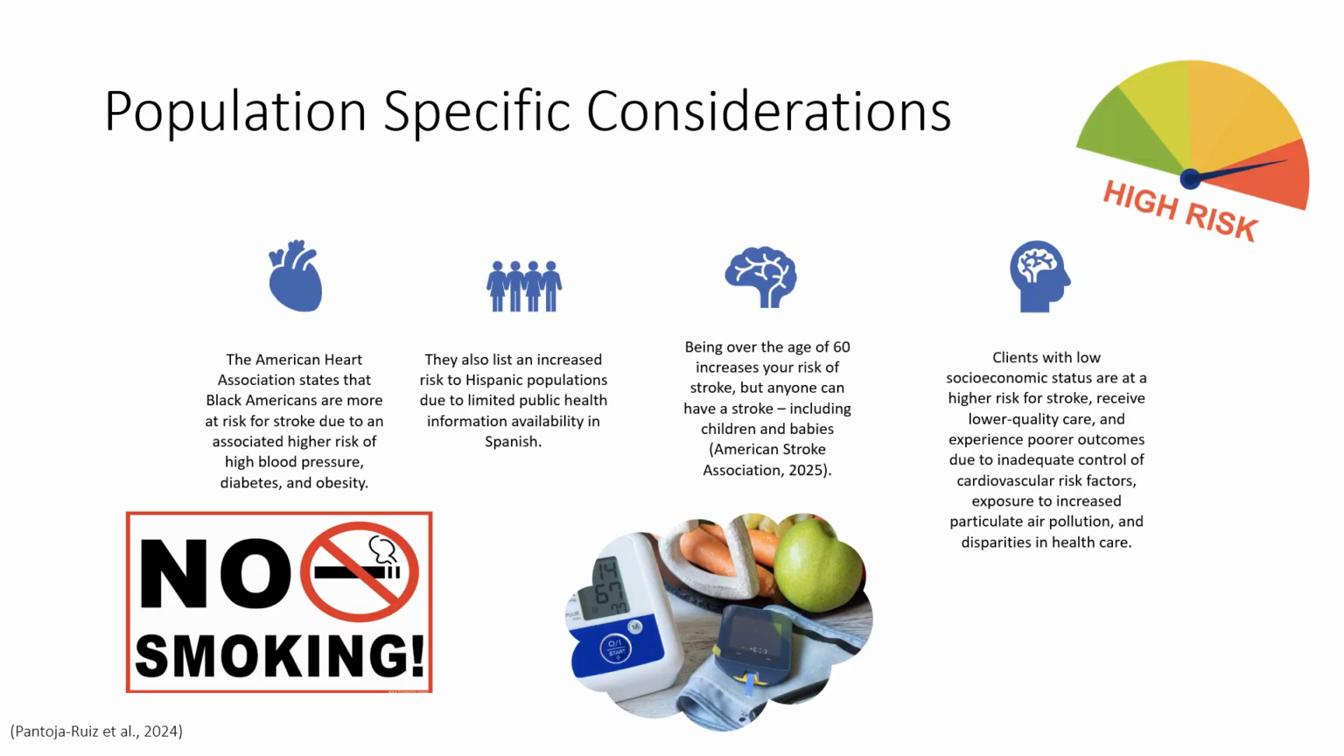So looking at some population-specific considerations, the American Heart Association states that Black Americans are more at risk for stroke, and this is due to an associated higher risk of those comorbidities that can lead to a stroke, such as high blood pressure, diabetes, and obesity. There's also an increased risk to the Hispanic population, and this is due to limited public health information availability in Spanish. Also, being over the age of 60, so our older clientele, that's going to increase the risk of stroke, but anyone can have a stroke, and this includes children and babies.